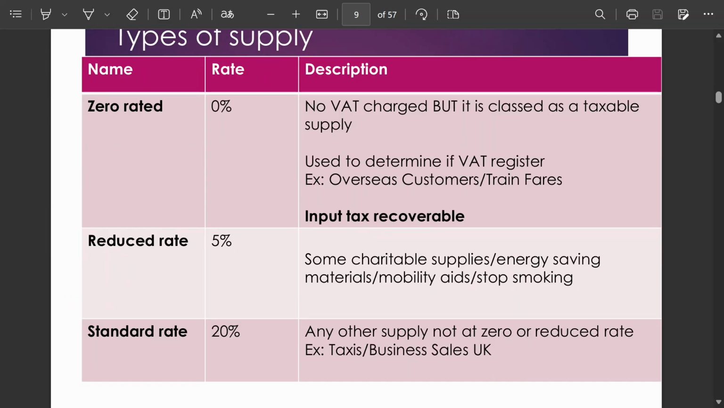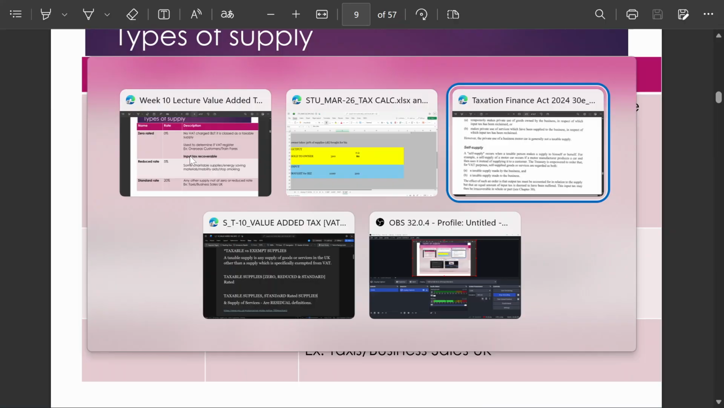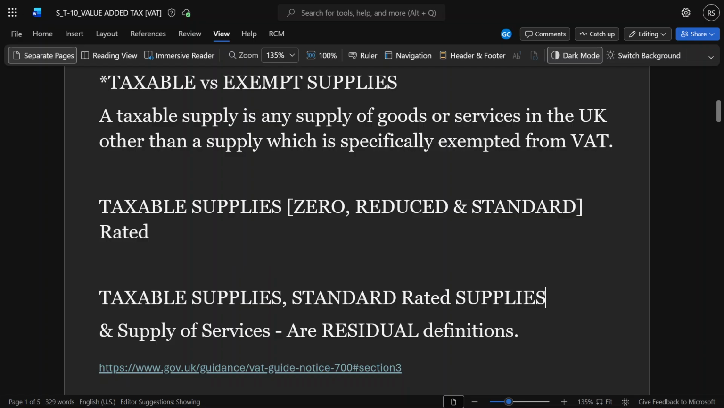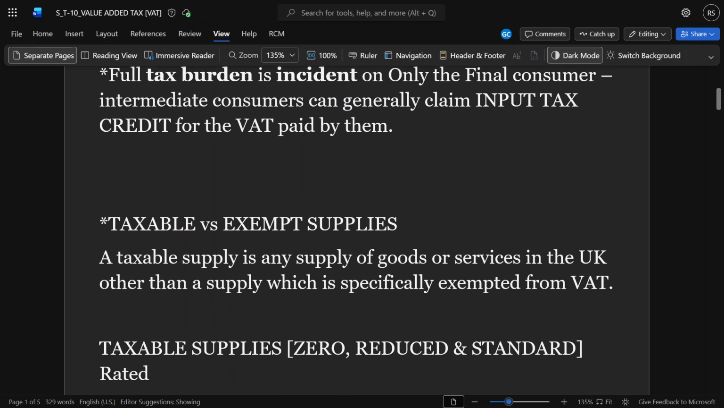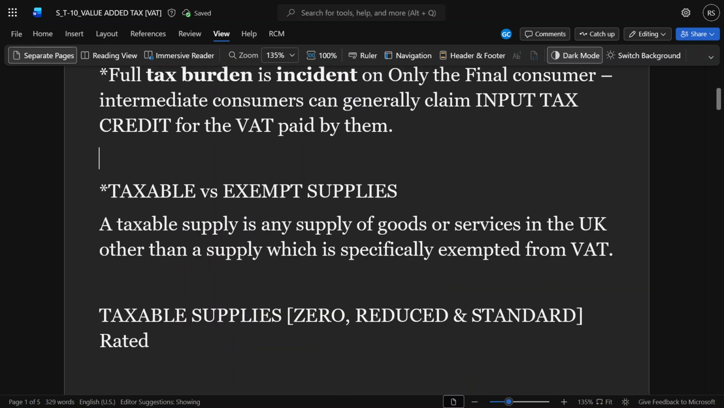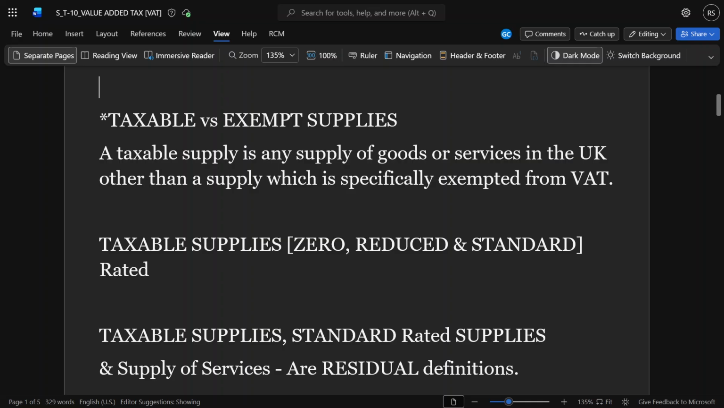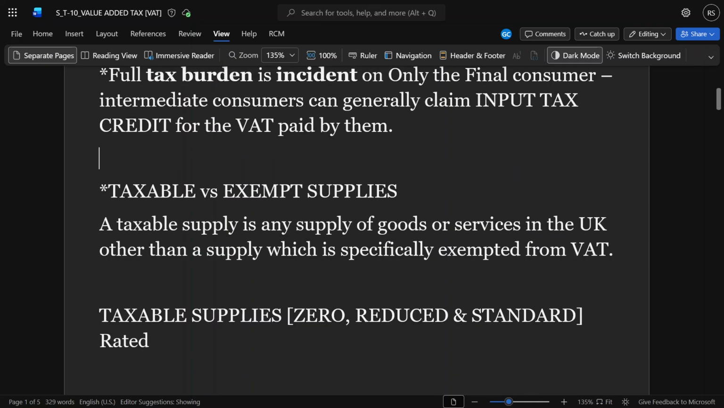Okay, so three types of supply: standard rated, reduced rated and zero rated, so you need to remember the tax rates. Now, zero rated supplies are still considered taxable supplies, so please remember that. One of the questions you can get is, what is the difference between a taxable supply and an exempt supply? This is the second important point which I had put in there. Taxable versus exempt supplies. What is the difference?